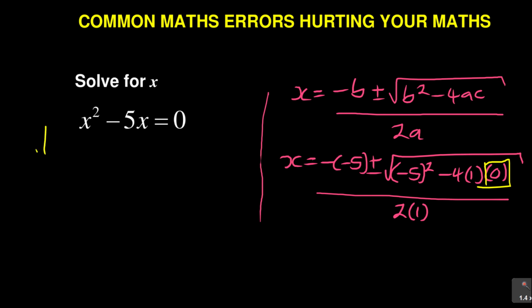But what is the easier way? From here, you are supposed to take out the x. See, x squared minus 5x, x is common.